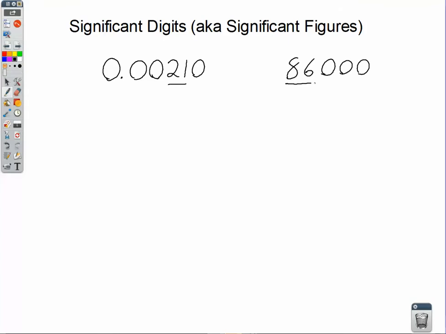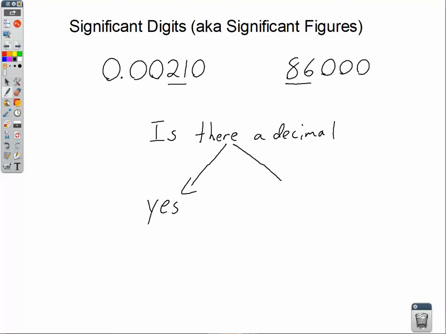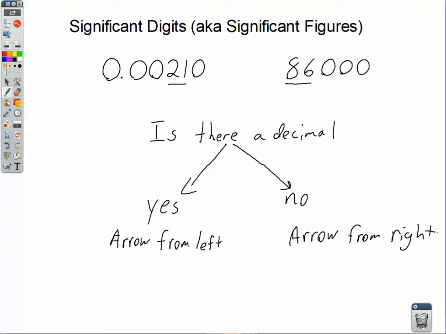The first question that you're going to ask yourself is, is there a decimal in the number? If the answer is yes, we're going to perform an action, and if the answer is no, we're going to perform a different action. If the answer is yes, then we're going to shoot an arrow from the left. If the answer is no, then we're going to shoot an arrow from the right. What do I mean by that? We're going to shoot these magic arrows, and these magic arrows can pass through zeros, but they get stuck by non-zero numbers.